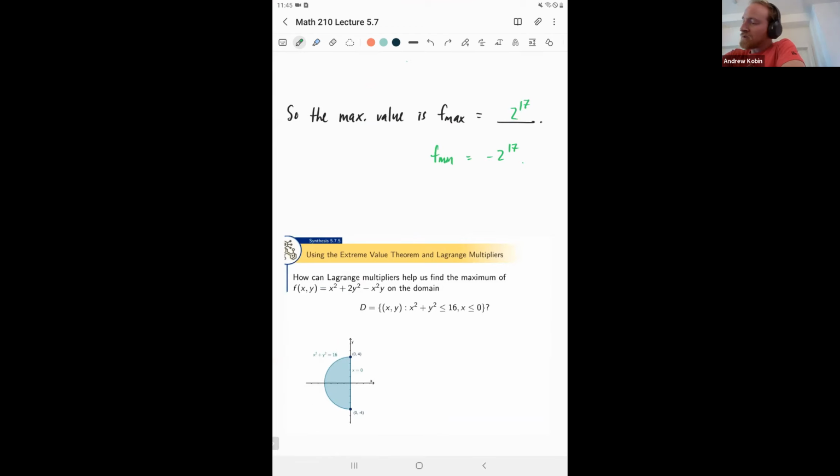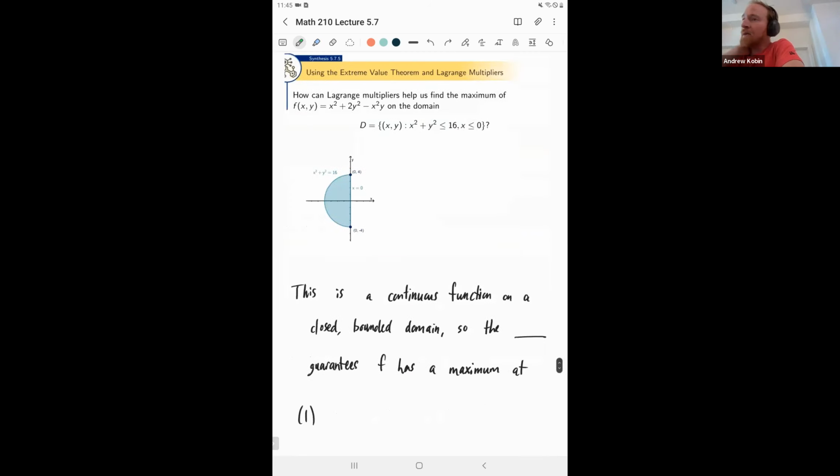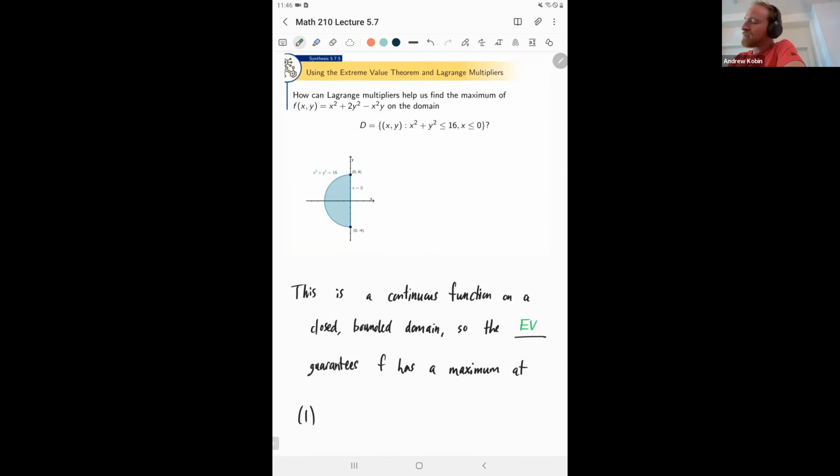So let's go back to the function f of x,y given by this formula here and look at it on the closed and bounded domain D, which is all of the points on or inside of the circle of radius 4, whose x coordinates are on or to the left of the y-axis. So x is less than or equal to 0. These are all closed conditions, and clearly I can fit a circle around this stuff because that circle of radius 4 would capture all of these points. So this is a continuous function f on a closed and bounded domain. So the EVT, or the extreme value theorem, tells us that f has a maximum at some point.